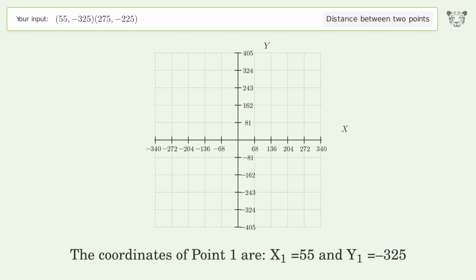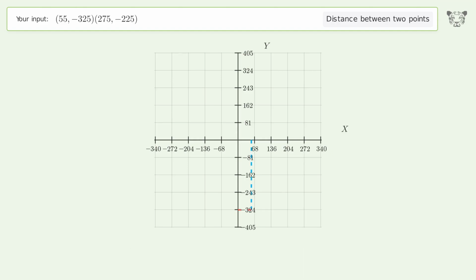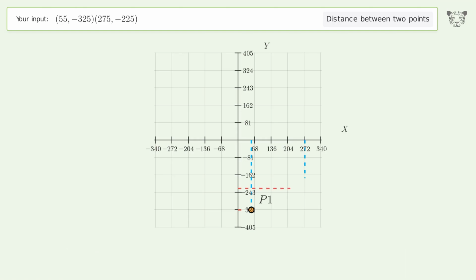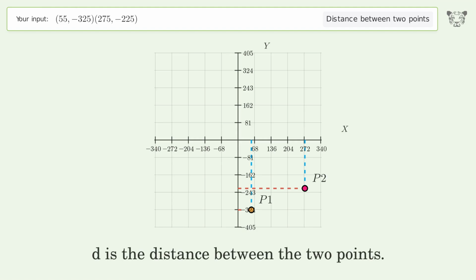The coordinates of point 1 are x1 equals 55 and y1 equals negative 325. The coordinates of point 2 are x2 equals 275 and y2 equals negative 225. D is the distance between the 2 points.